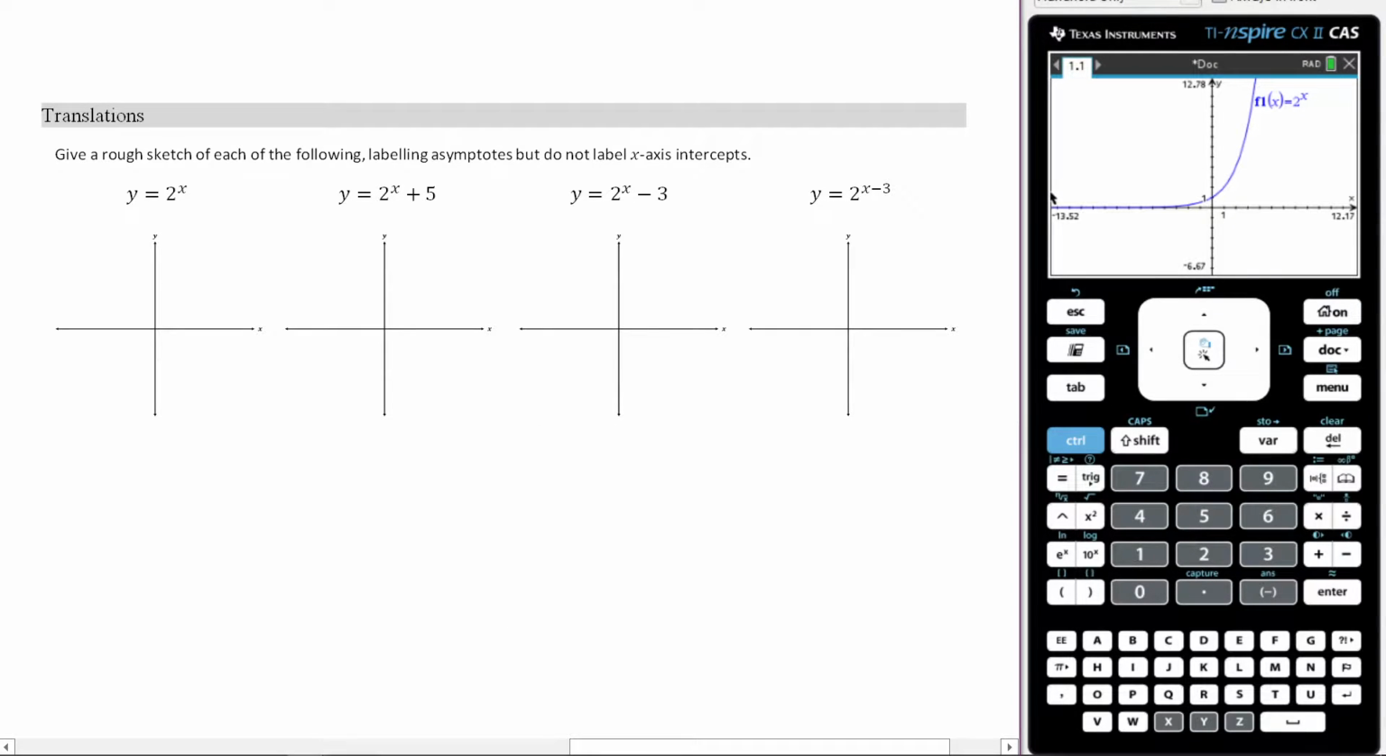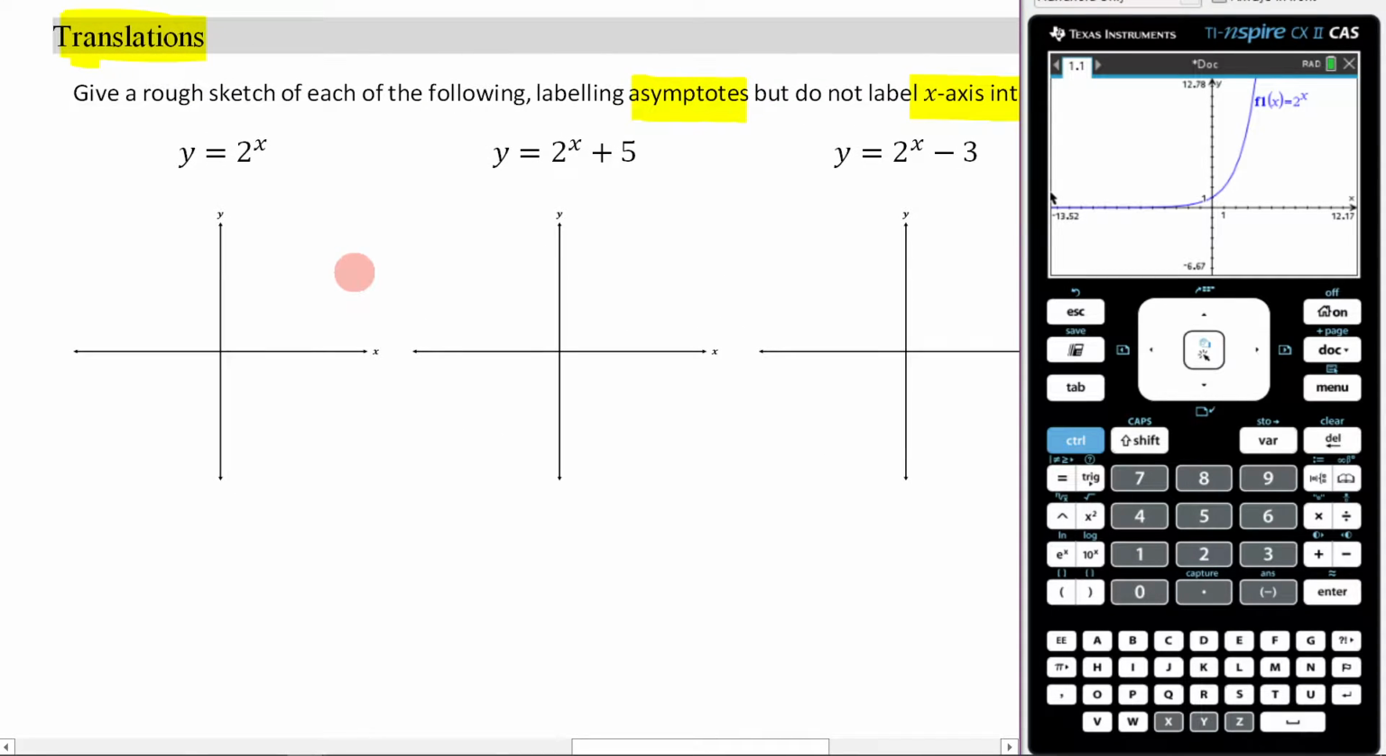We're now going to talk about different translations. So let's go through this. We're going through different translations here. So it says, give a rough sketch of each of the following, labeling asymptotes, but do not label x-axis intercepts. So let's look at our first one here. We're just going to give this a rough sketch, making sure that we're labeling our asymptotes.